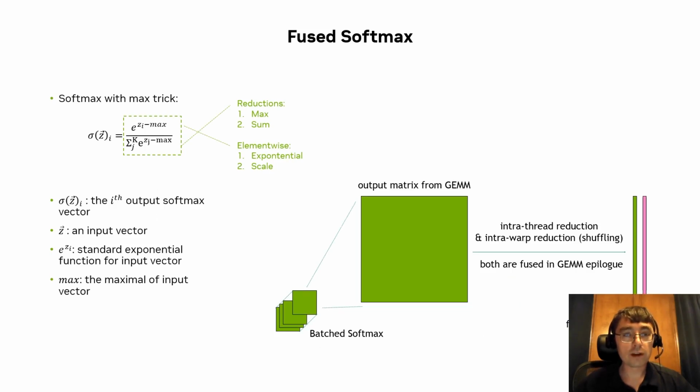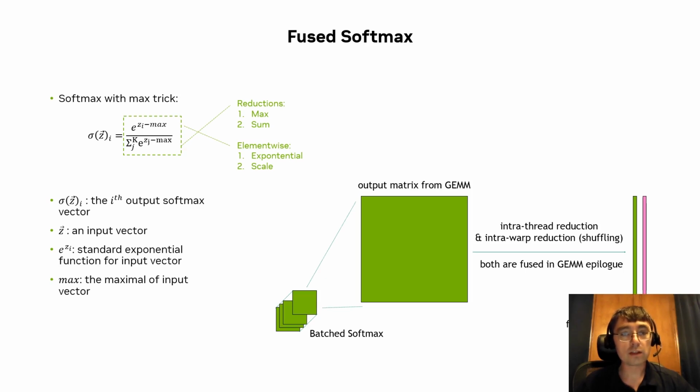The strategy of fusing reductions within GEMMs can be taken further to fuse the calculation of softmax within the epilogue of a GEMM. Softmax requires 2 reductions to be performed, the first to compute the maximum value of each column, and then to compute the sum of exponentials. Subsequently, element-wise operations compute exponentials and then scale the output tensor.